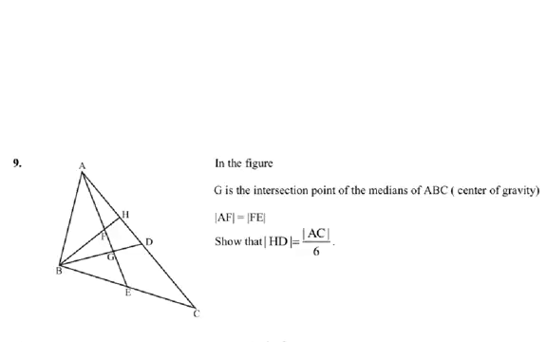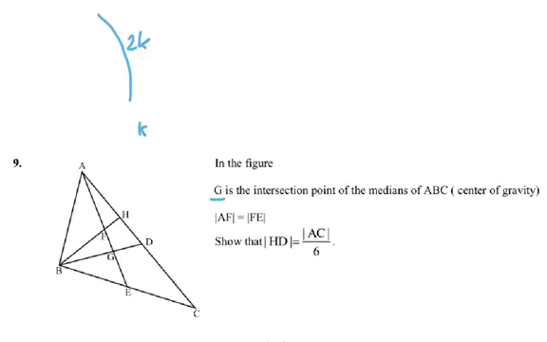Alright, so in question 9 we're going to find some information about this side. We're going to show that HD is 1/6 of the whole length AC. So that's our aim. To do that we're going to look at the line segment AE, and we know that G is the intersection point of the medians, and we've learnt a ratio here. We've learnt that if this is K, then this larger length is 2K.